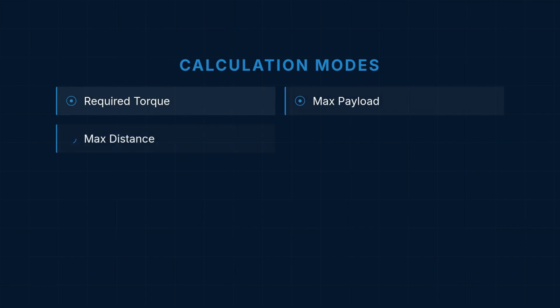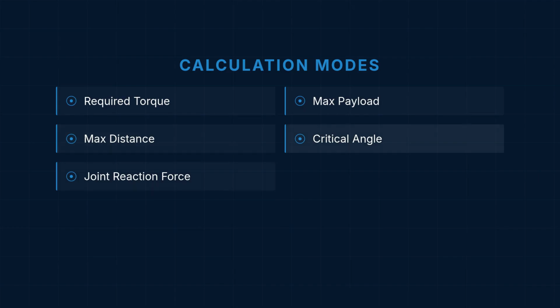The Joint Torque from Payload interactive calculator determines the torque requirements for robotic joints carrying various loads. This calculator has 6 calculation modes: calculate required torque, calculate maximum payload, calculate maximum distance, calculate critical angle, calculate joint reaction force, and calculate required motor power. For this demonstration, I'm using calculate required torque mode.